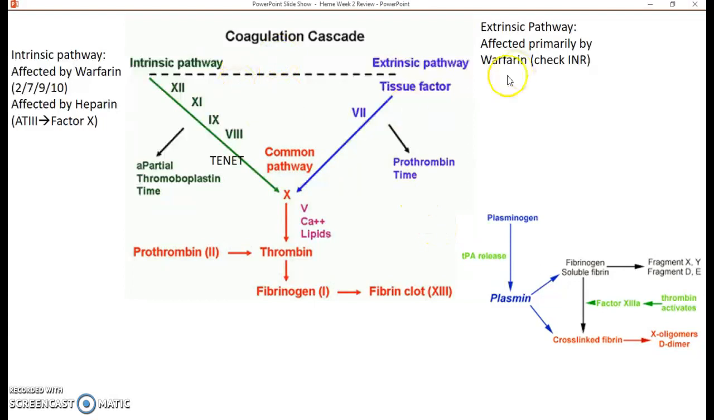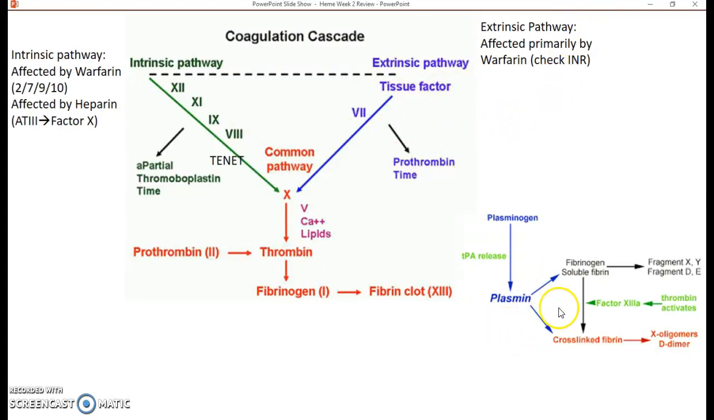So we have the intrinsic and the extrinsic. Intrinsic is the tenet, so 12, 11, 9, 8, 10. You guys will go ahead and memorize this, but extrinsic is mainly monitored. It's affected a lot by warfarin. Remember, warfarin affects 2, 7, 9, and 10. And the INR checks the extrinsic pathway, so you can check warfarin levels with your INR.